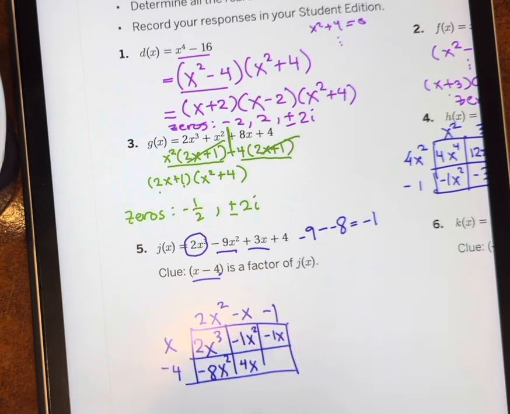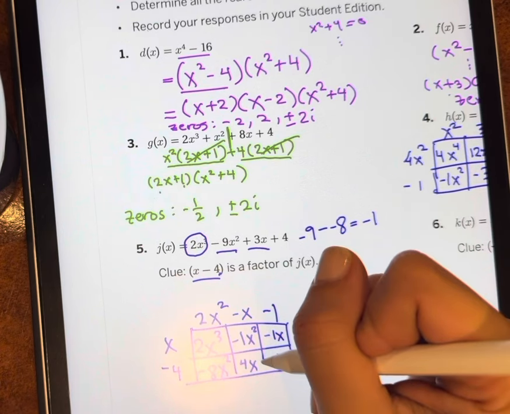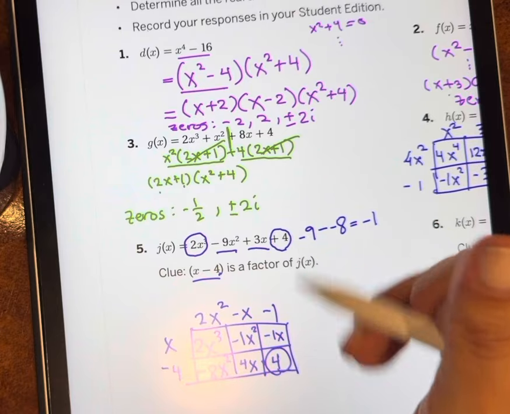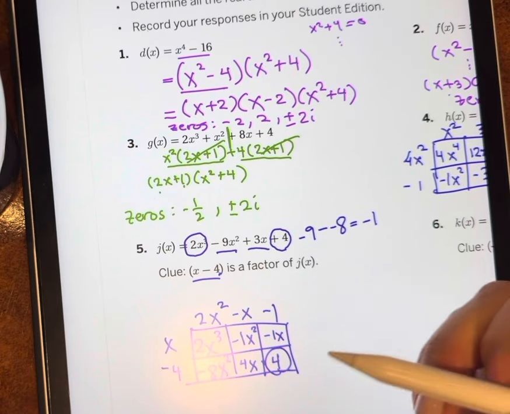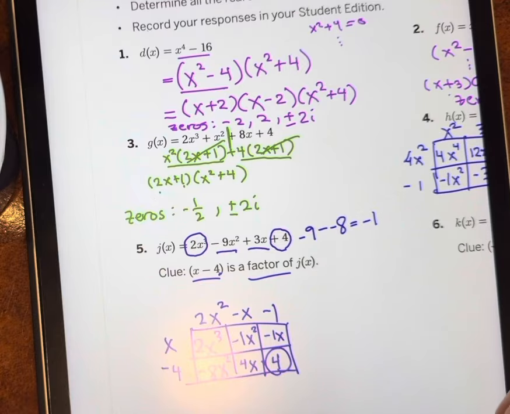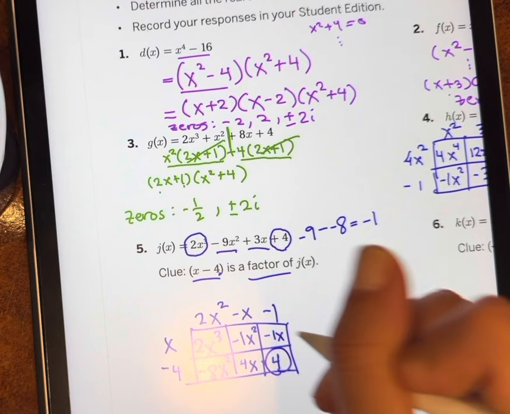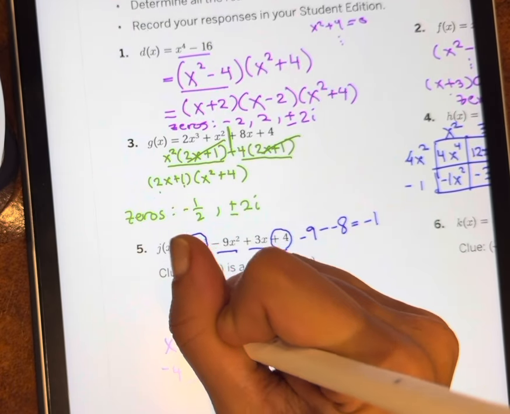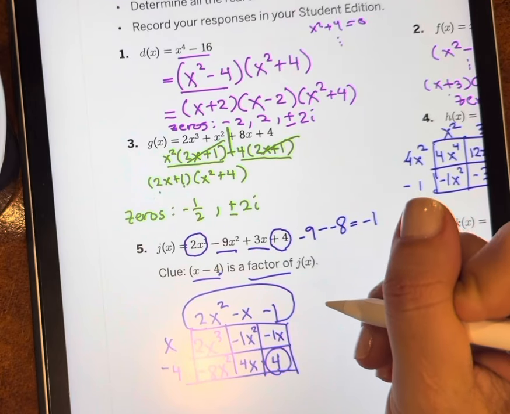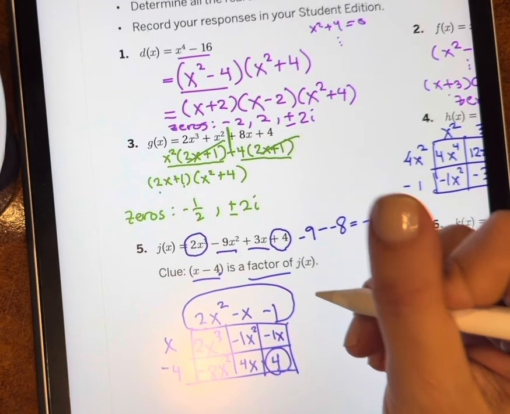So this must be a -1. So then this here must be a 4. And the fact that this matches this means that this divides evenly. This guy is a factor, which shouldn't be a surprise because they told us. It just confirms that we did it right. Okay, that means that this guy is a more manageable polynomial to use to find the rest of the factors.